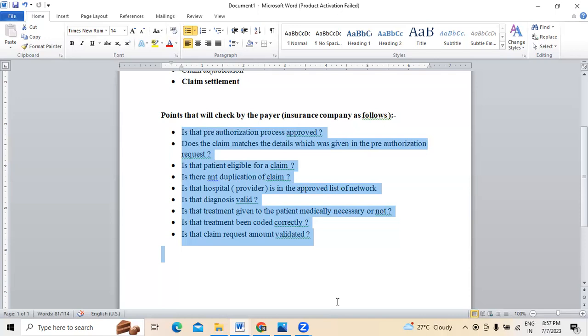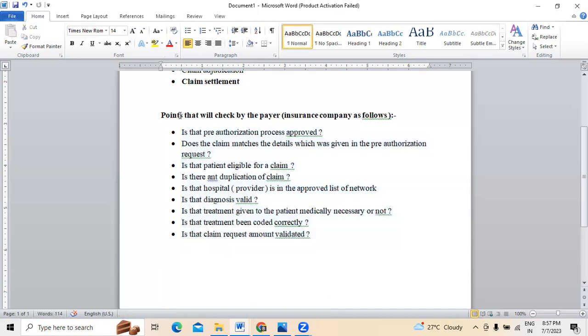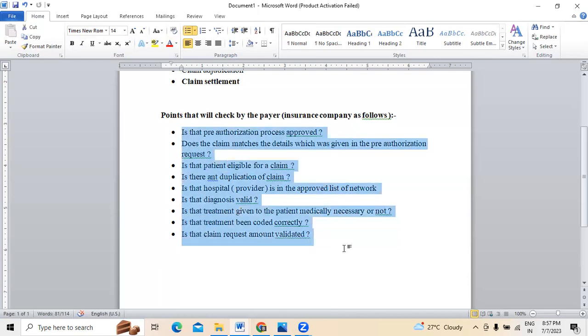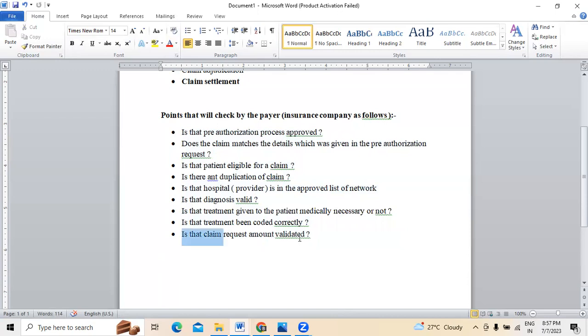Correct. So for example, the provider has given the cost of the treatment as $100. Do we check that during the adjudication? See, let me put it this way. These are the information which the payer has cross-checked. For some X-ray, it is generally around $25, the amount which was validated for a particular insurance plan.